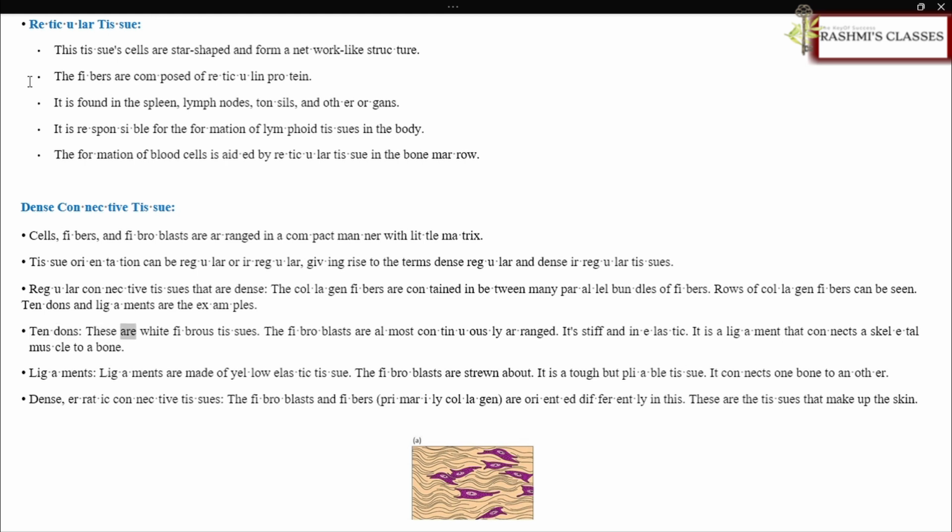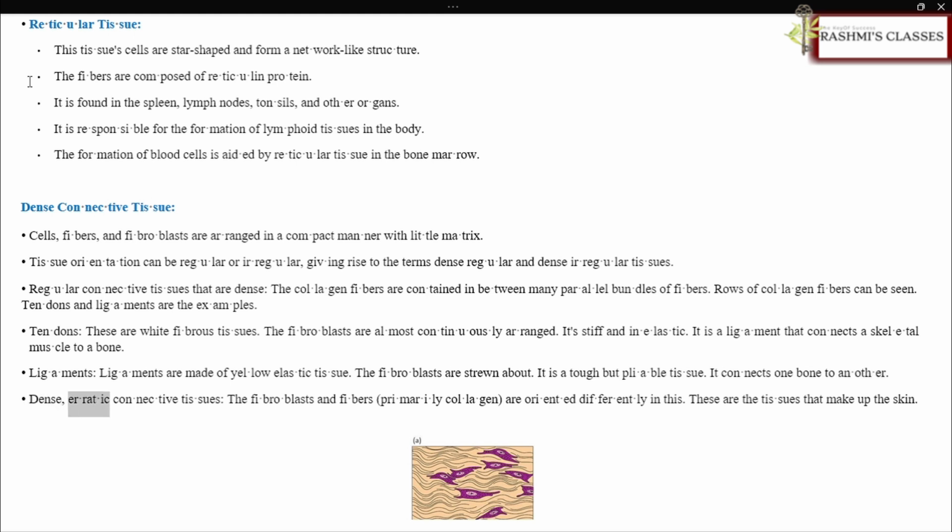Tendons, these are white fibrous tissues. The fibroblasts are almost continuously arranged. It's stiff and inelastic. It connects a skeletal muscle to a bone. Ligaments are made of yellow elastic tissue. The fibroblasts are strewn about. It is a tough but pliable tissue. It connects one bone to another.